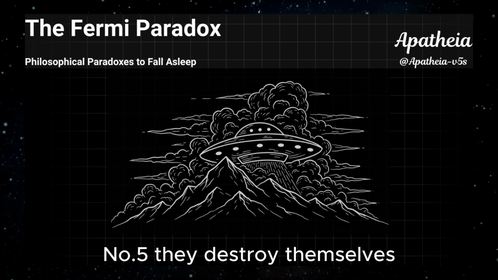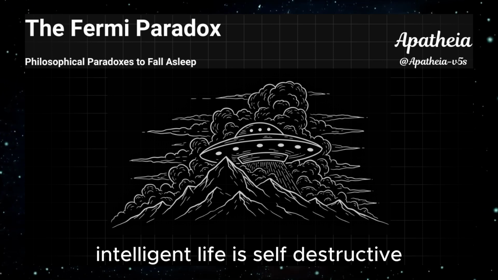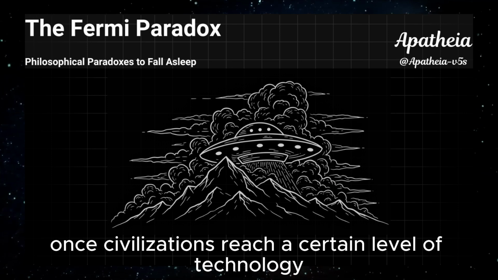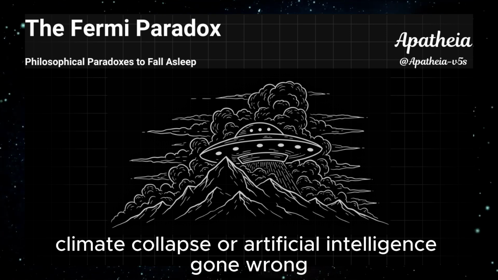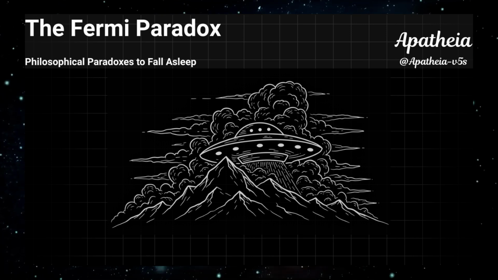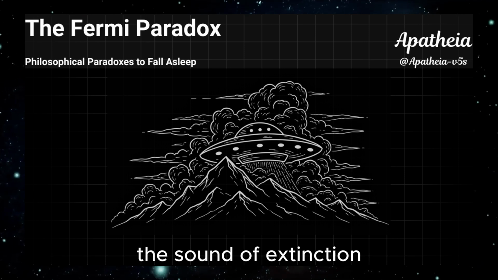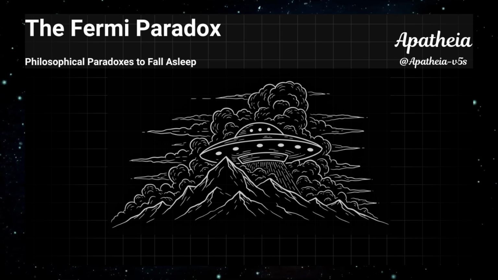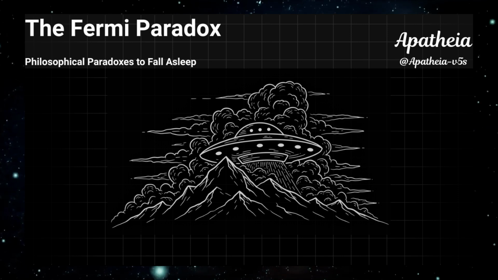5. They destroy themselves. A darker possibility: intelligent life is self-destructive. Maybe once civilizations reach a certain level of technology, they inevitably wipe themselves out, through war, climate collapse, or artificial intelligence gone wrong. This theory suggests that the silence in the universe is actually the sound of extinction. Civilizations don't last long enough to spread out or make contact. This leads us to a chilling question. Is this our future too?